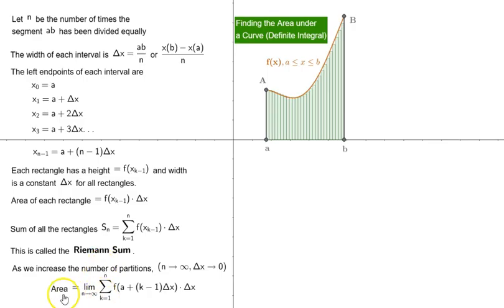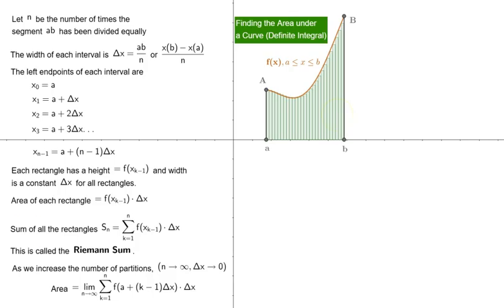So we say area is equal to limit as n goes to infinity of summation k equal to 1 to n of f of a plus k minus 1 delta x times delta x. Now, where did this come from? This is from the general formula. So this gives us the sum of all the rectangles as the number of rectangles goes to infinity.